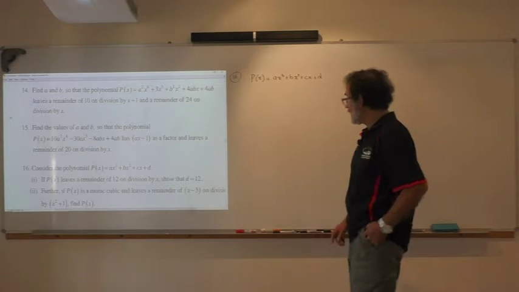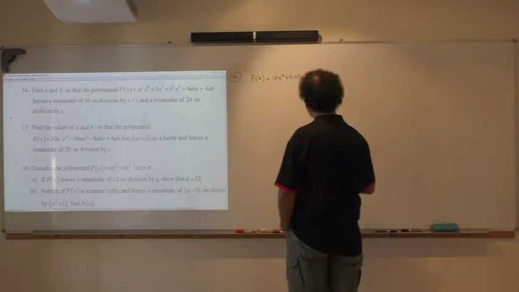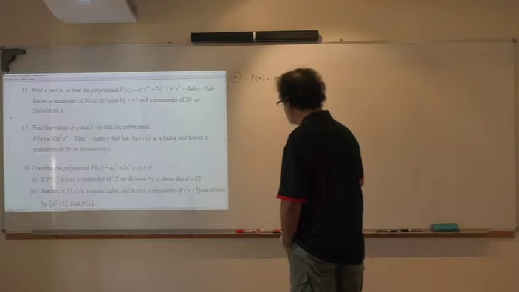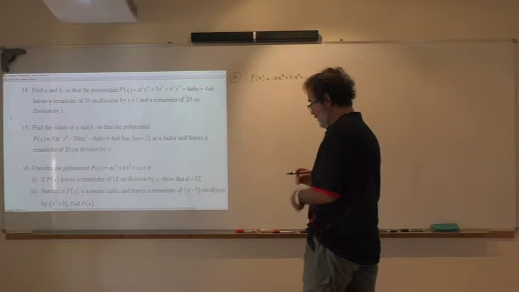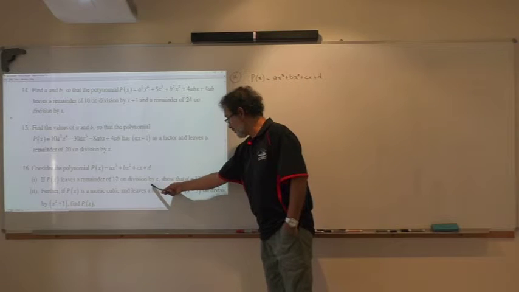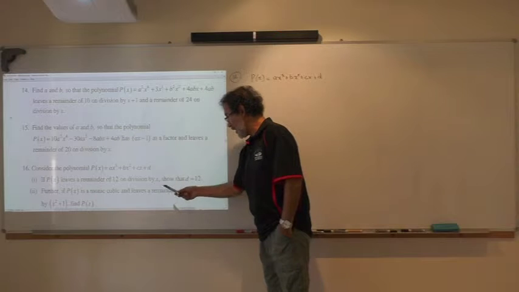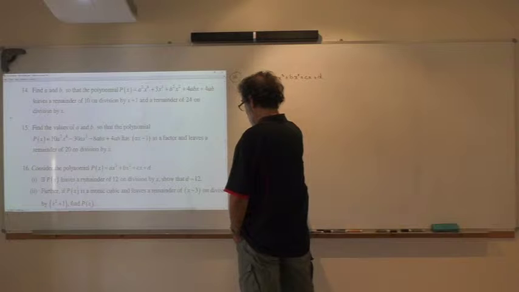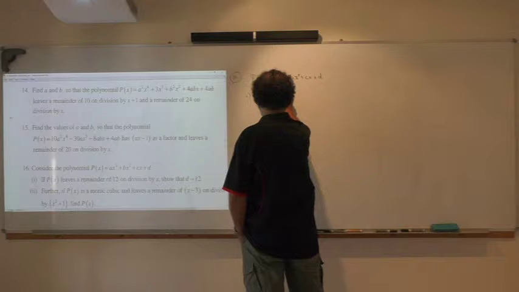Okay, now we're gonna do question 16. Okay, let's see what is going on. In this question, they say that on the division by x, or we can say on the division by x minus 0, the remainder is equal to 12. So this is part 1. So we know that p of 0 is equal to 12.